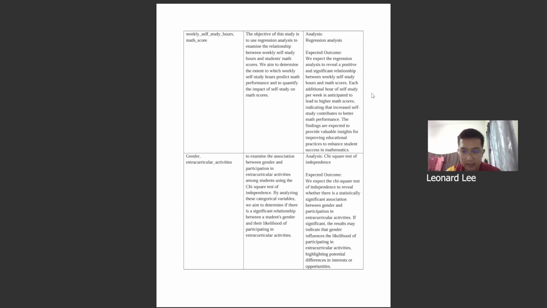So, from this test, the expected outcome is to reveal whether there is a statistically significant association between gender and participation in extracurricular activities. If significant, the result may indicate that gender influences the likelihood of participating in extracurricular activities, highlighting potential differences in interests or opportunities.